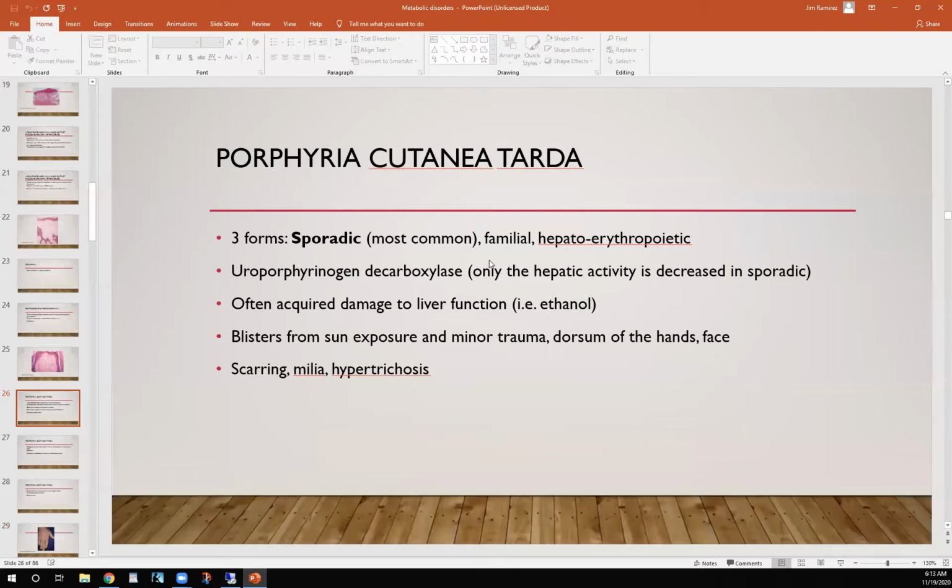So PCT is the big one. That's the one you will definitely encounter in your practice. We certainly do. You have the three forms: the sporadic, which is the most common, familial, and the hepatoerythropoietic. The big thing is uroporphyrinogen decarboxylase, which is the enzyme that's involved in this condition.